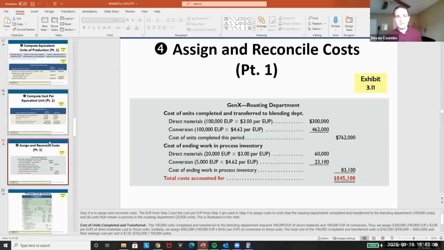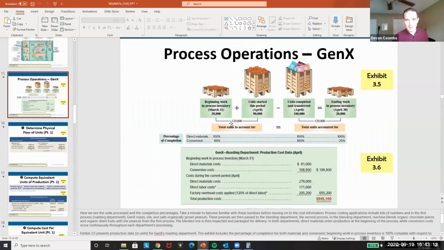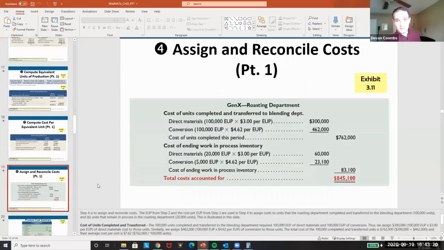So we can go back. I think if we look at these slides in conjunction, it'll be a little easier to see this. So if we go here now, we can figure out, well, what's our units completed and transferred out? Well, we have 100,000 units, right? And that 100,000 units here times $3 per unit for direct materials and $4.62 for conversion is 762,000.